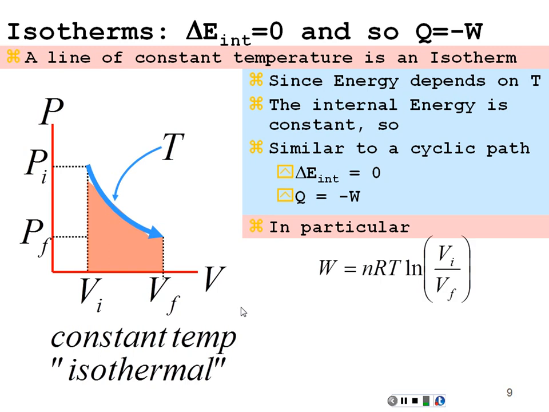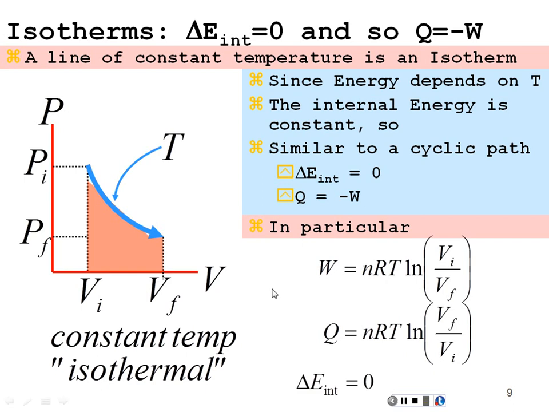And in particular, for ideal gas, the work done as we go from lesser volume to greater volume, or from any initial volume to final volume, is nRT natural log of V initial over V final. I guess if one were greater than the other, the natural log will still sort it out. And the Q is the negative of this. So Q will be equal to nRT natural log final volume over initial volume. Change in internal energy, of course, is 0 for an isotherm.